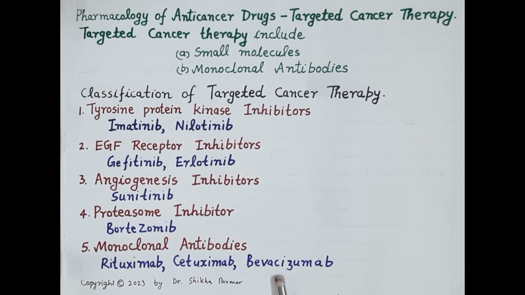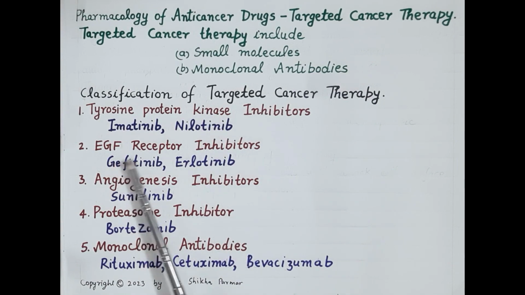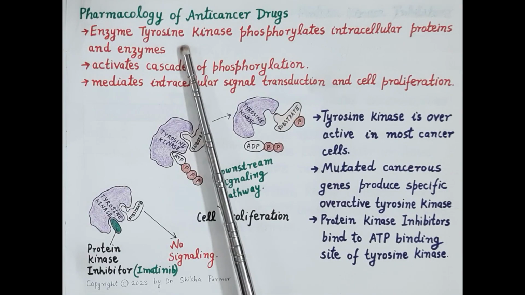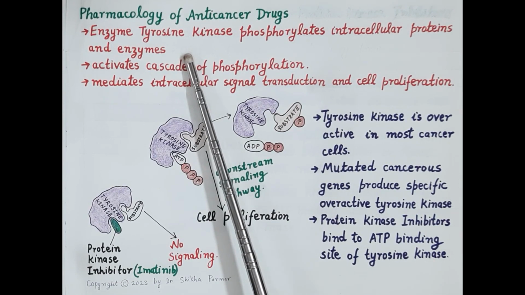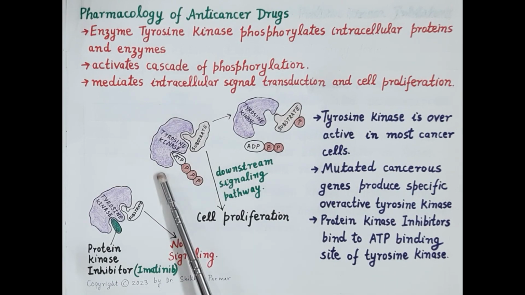Now, before discussing pharmacology of each category of these targeted drugs, let's understand how tyrosine kinase and receptor tyrosine kinase induce cell proliferation and cause cancer. Tyrosine kinase is a protein or enzyme. Tyrosine kinase phosphorylates intracellular proteins and enzymes. So, look at this figure.